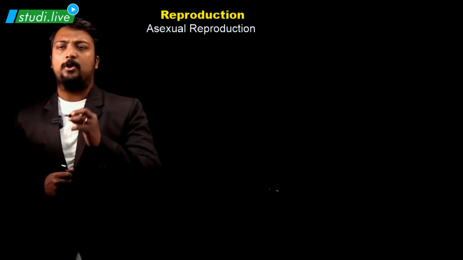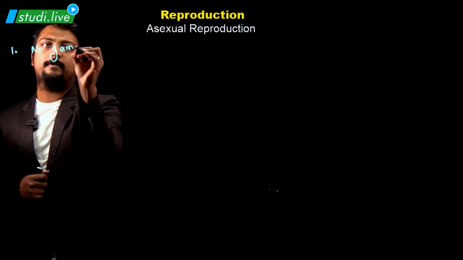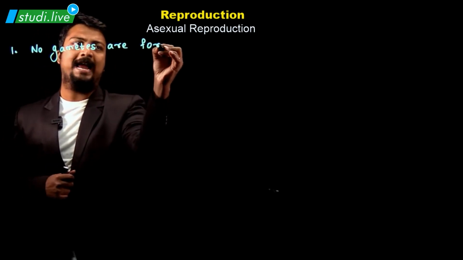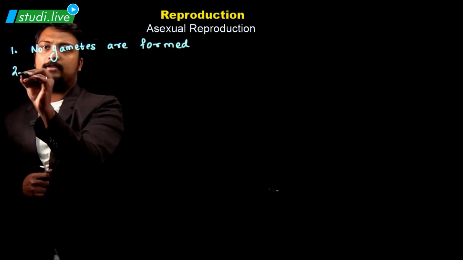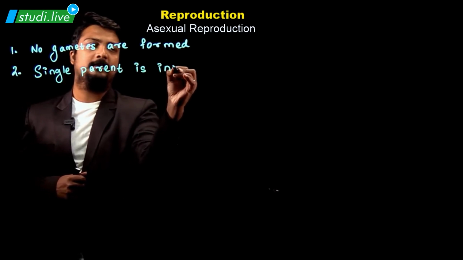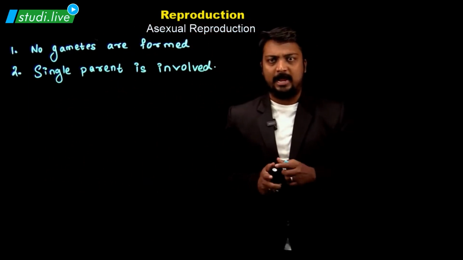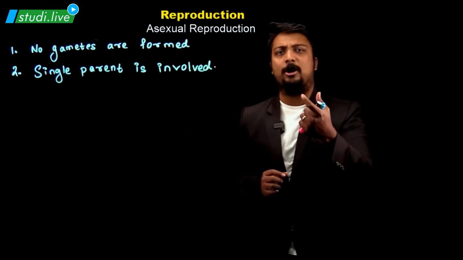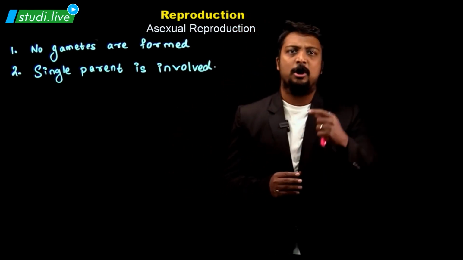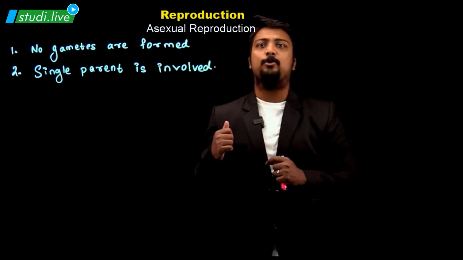Asexual reproduction. Let us know what asexual reproduction is. When I say asexual reproduction, the first thing you say is no gametes are formed. And why are no gametes formed? The reason behind this is that a single parent is involved, and that is the major reason behind no gamete formation. When I say a single parent is involved, that means there is only one organism that keeps on producing more organisms of the same species. So that is the reason there is no gamete formation.